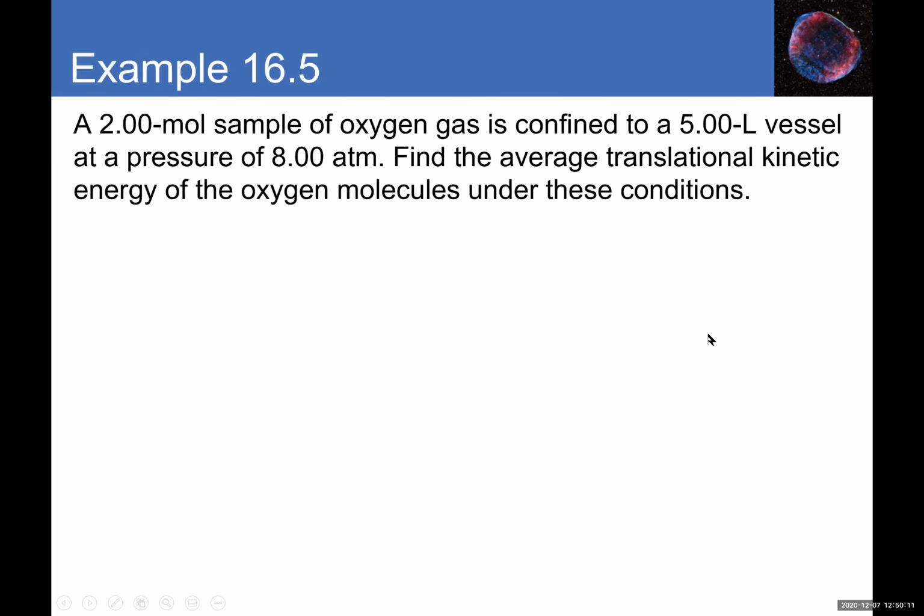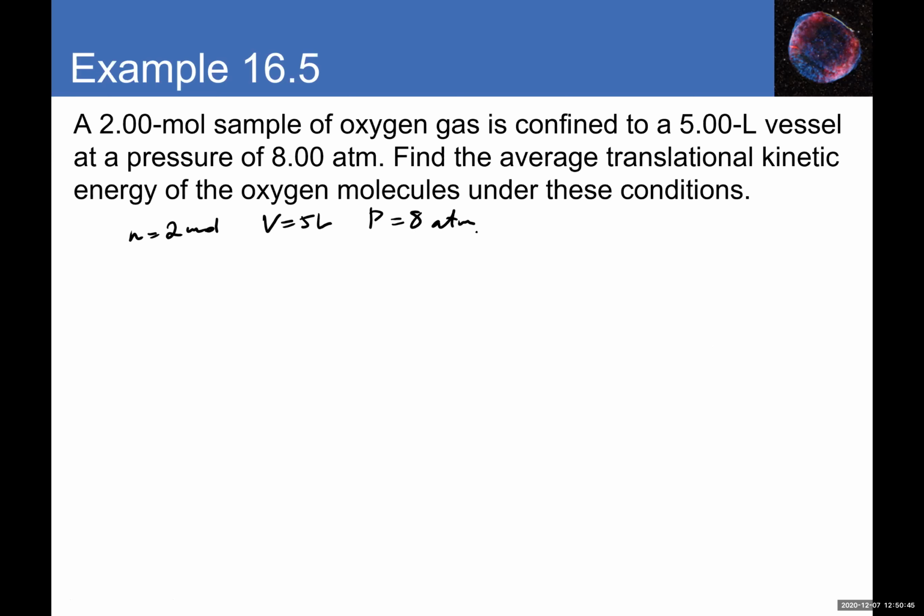All right, so let's look at an example here. You have a 2 mole sample of oxygen gas confined to a 5-liter vessel at a pressure of 8 atm. Find the average translational kinetic energy of the oxygen molecules under these conditions. We're given the number of moles, which is 2 mole, the volume, which is 5 liters, and the pressure, which is 8 atm. We want to find the average translational kinetic energy.